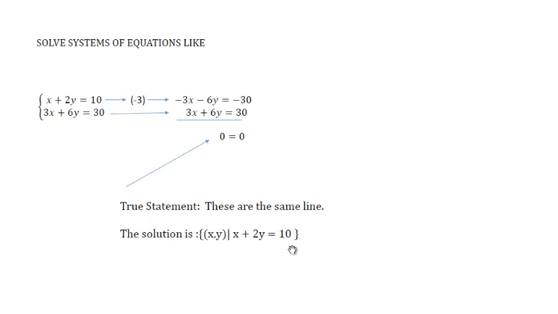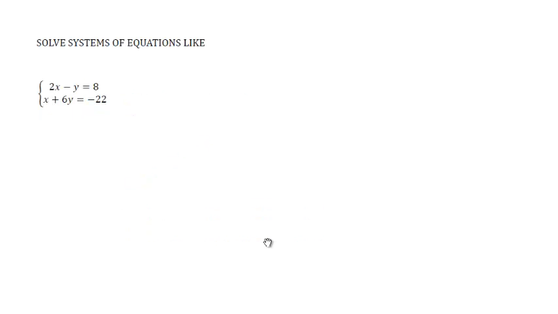So the solution is written this way: any ordered pair (x, y) such that it works in x plus 2y equals 10. You may use either equation and in any form. So I could solve this for y as well. As long as it's one of these original equations in any form, this is the way we write our solution.